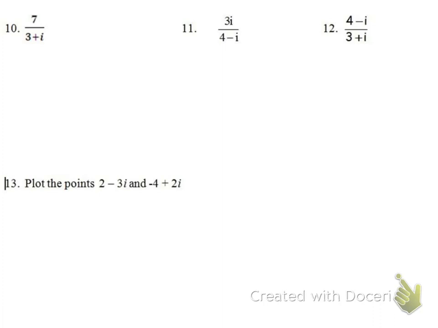Now we're looking at number 10 where we have division, and similar to when we have a radical, we can't leave an imaginary number in the denominator. We have to rationalize. And to rationalize for an imaginary number, we're going to multiply both the top and the bottom by its conjugate. So if it's 3 plus i, we're going to multiply the top and the bottom by 3 minus i. And the goal here is to clear out the imaginary number in the denominator and leave us with just a real number.